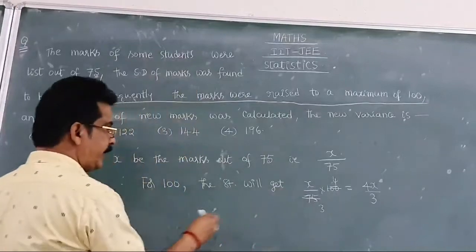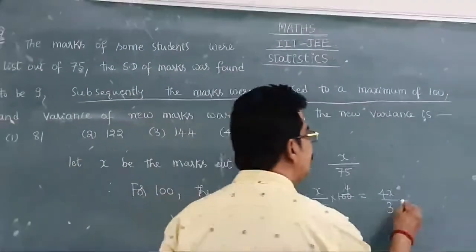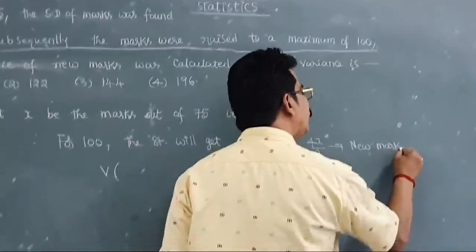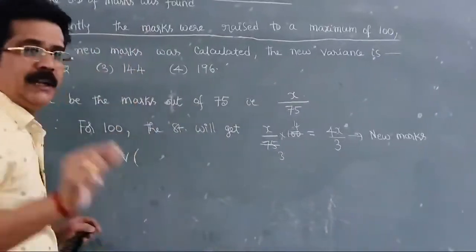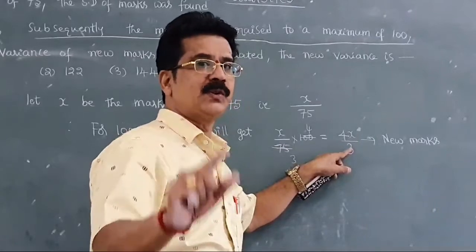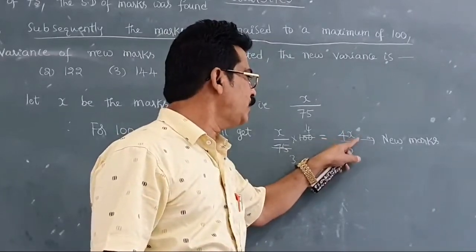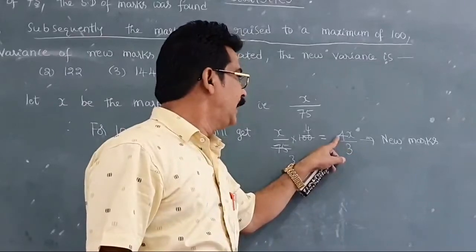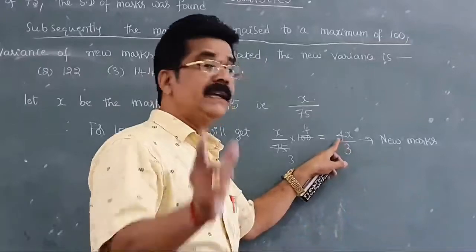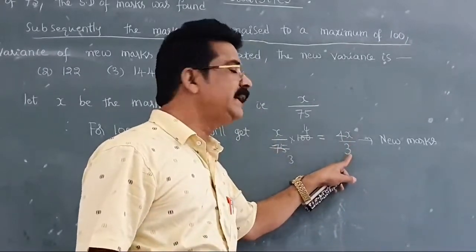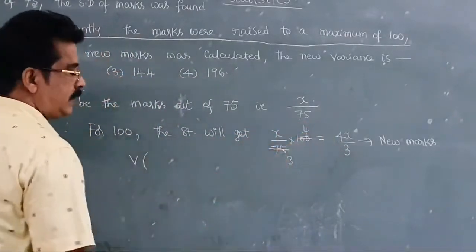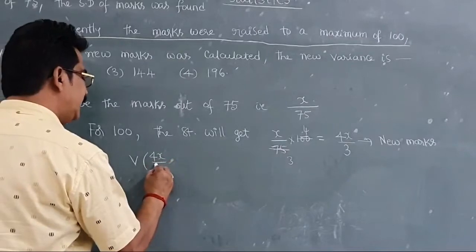Now we have to find the variance of these new marks. New marks means what? First student will get 4x1 by 3, second student will get 4x2 by 3, third student will get 4x3 by 3, just like that and so on, nth student 4xn by 3. Now we have to find the variance of such new data. So variance of 4x by 3.